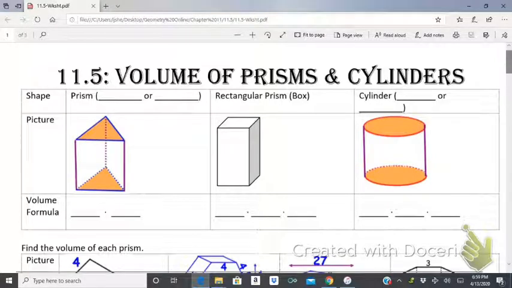Next section, 11.5, is all about volumes of prisms and cylinders. Prisms are the things that look like these, and cylinders look like these. They're basically the same shape, except they have different faces. These things right here are called the faces.